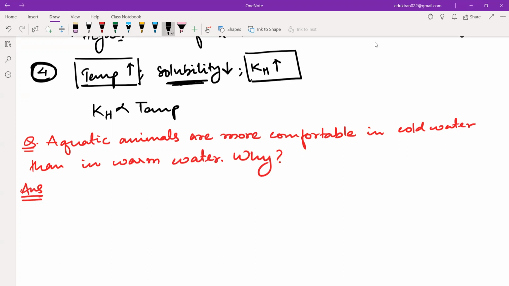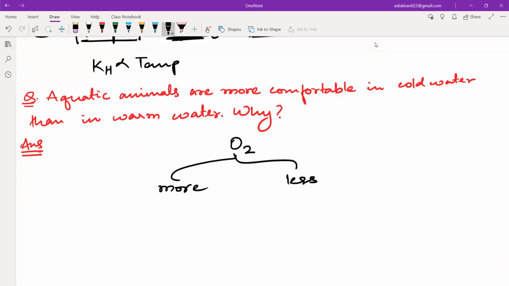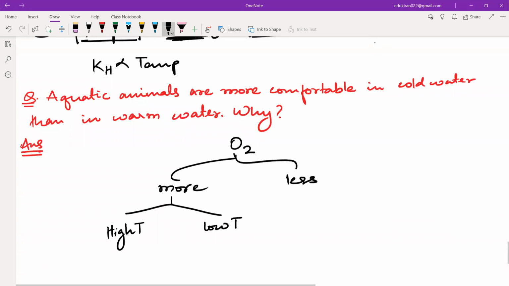ठीक है? अब ये बताइए, an aquatic animal will be more comfortable if it gets more O2 या less O2? More O2. Now, you will get more O2 at high temperature या low temperature? कहाँ मिलेगा आपको more O2? Tell me. Yes, guys. High temperature. I've got one answer that was right. बाकी लोग बताएं. Who said high temperature? Adil, was that you?